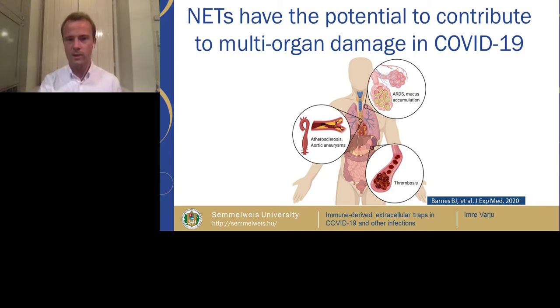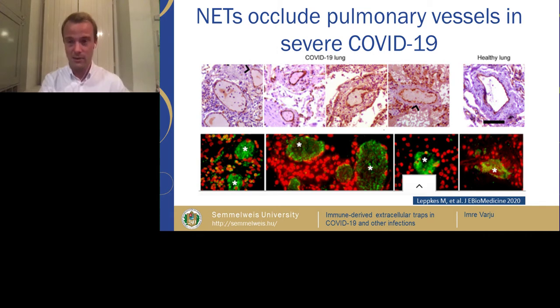On the left, we can see atherosclerosis, which is more like a long-term complication that COVID-19, through netosis, might lead to. And down here at the very bottom, we see thrombosis, which we already talked about, how NETs might contribute to. It's an especially exciting part of COVID-19 pathogenesis, because we do know that there is microthrombus formation in certain pulmonary vessels.